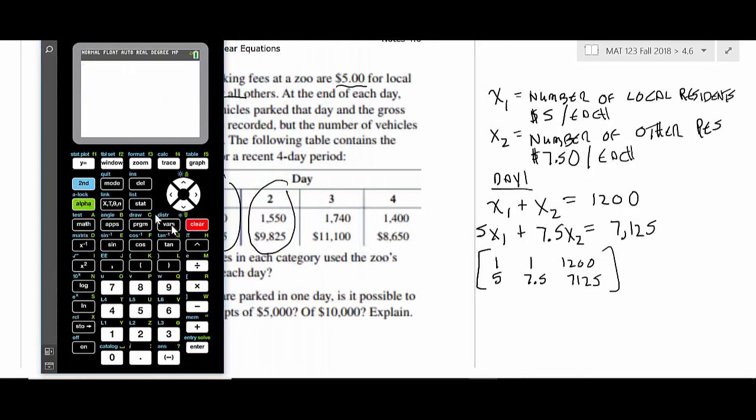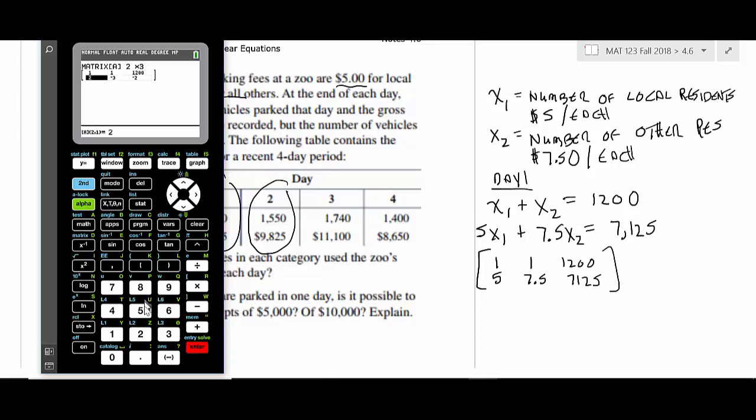We're just going to set up one matrix, and we can type over it for each day. So I'm going to go to matrix. I'm going to put this in matrix A, and we'll do this in reduced row echelon form. This is a 2 row by 3 column matrix. So you want to put it in as 2 by 3, and then the numbers are 1, 1, 1,200, that's the total number of cars that are parked.